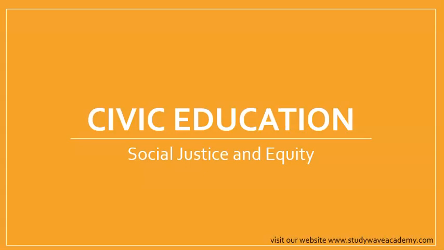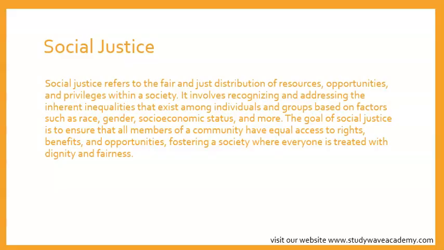Okay? So first, let's look at the meaning of social justice. Social justice refers to the fair and just distribution of resources, opportunities, and privileges within a society. It involves recognizing and addressing the inherent inequalities that exist among individuals and groups based on factors such as race, gender, socioeconomic status, and more. The goal of social justice is to ensure that all members of a community have equal access to rights, benefits, and opportunities, fostering a society where everyone is treated with dignity and fairness.